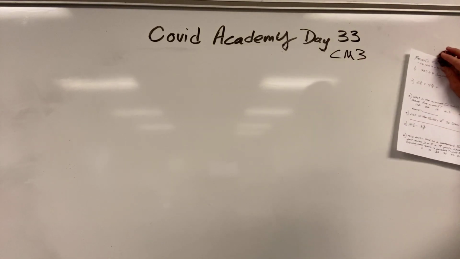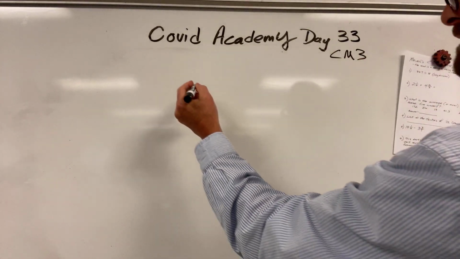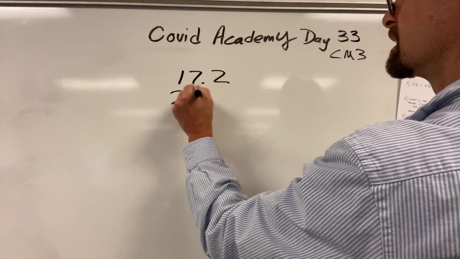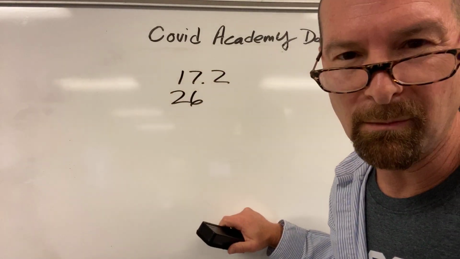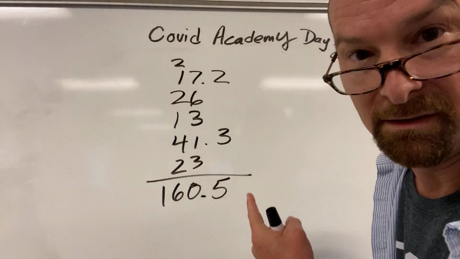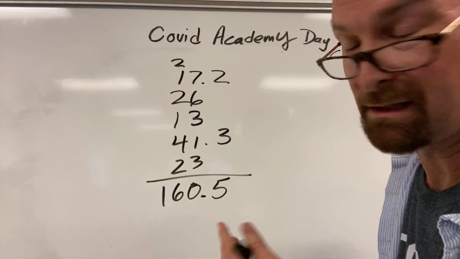Let's do the next one. What's the average of these numbers? That's rude. Who made you do that? 17.2, 26. I tell you what, let's put you on pause while I write these numbers. That's what I got. Did you get that? Because if you did, then you're like, right.